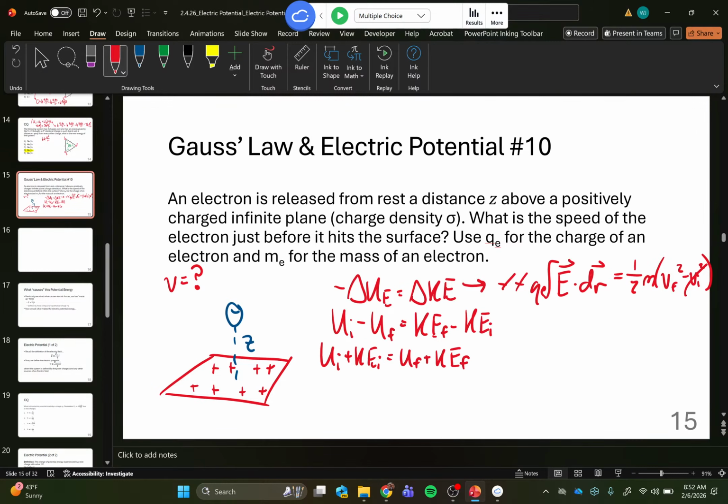All right, so what's causing the field? What object, what thing is causing the field? The plane, the infinite plane. The infinite plane was one we solved last time using Gauss's law. To remind you how you solved that using Gauss's law, you drew a cylinder that goes through it.